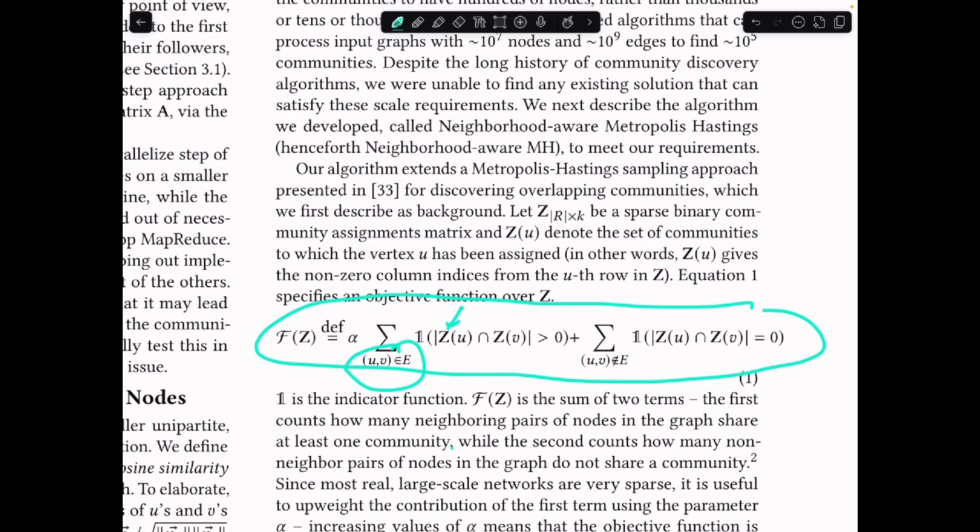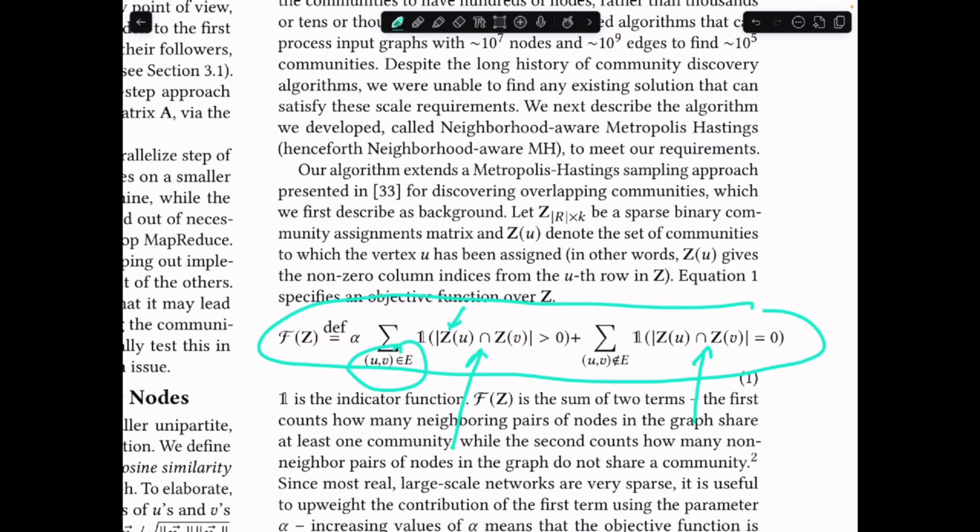The objective function wants to reward the case where two entities, if they are linked by an edge, have overlapping communities. It wants to penalize the case where two entities are not linked by an edge, then they shouldn't have overlapping communities.